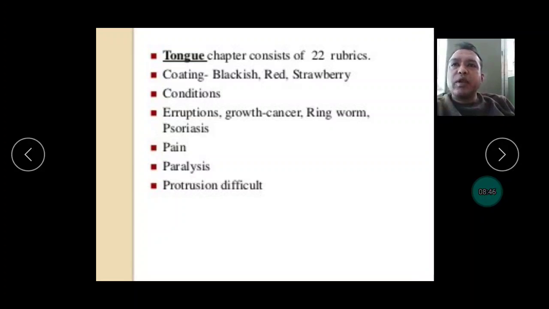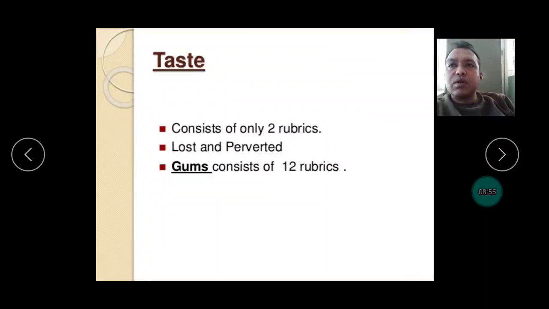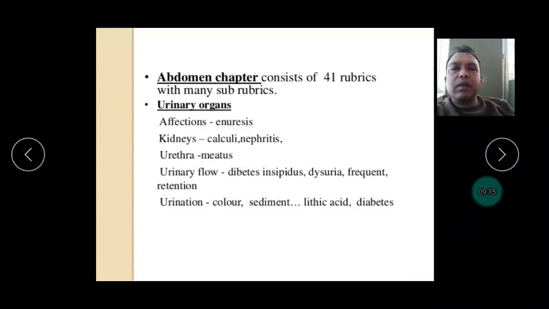Tongue consists of again 22 rubrics: coating, conditions, eruptions, psoriasis, paralysis, pain, protrusion, difficult. Smell consists of only 2 rubrics: lost and perverted. Now the taste part is again 2 rubrics: lost and perverted. The one is the loss of taste, and perverted is basically the change of taste, or it could be defined in such a way. Gums consist of 12 rubrics. And now again we go on to abdomen. It is of 41 rubrics.